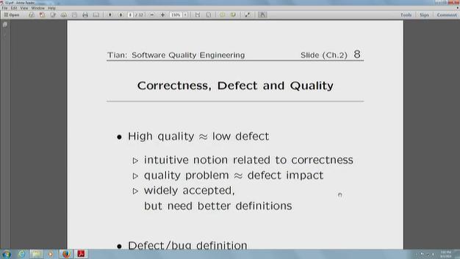So you look at it as high quality means low defect, and then you look at the quality problem. How big the problem is basically depends on how big the impact of your defect is. It's the most widely accepted view, particularly by people in the industry. When you say it's high quality, that means it has very few defects. But then we need to better qualify what you mean by defect. Something wrong, in what sense?